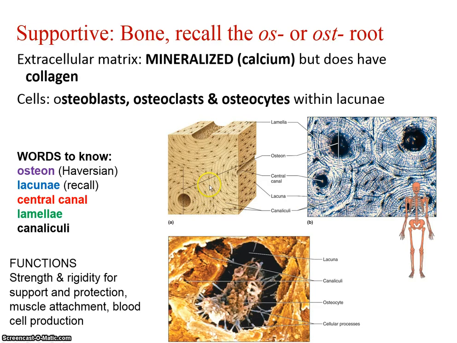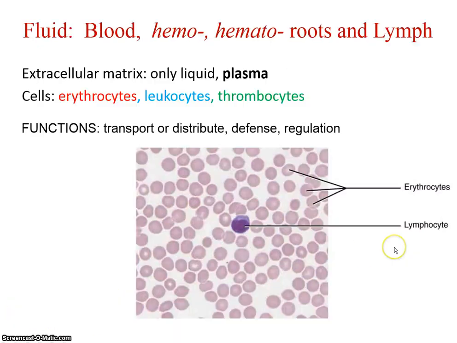So the tissue itself looks like it's fractured, but this is actually these processes from the cells just moving through and connecting with other cells. So clearly this gives us strength and support, protection, muscles attached to it, hence the name skeletal muscle, and blood cell production is done by your bone.